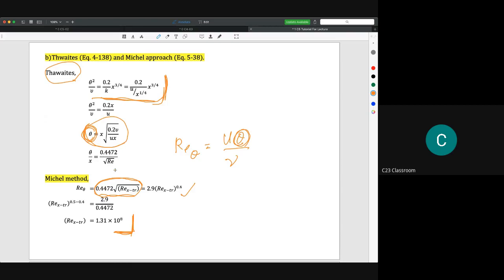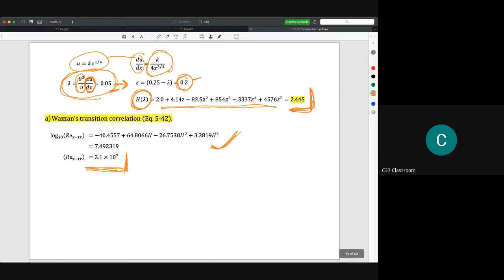But as I said, the transition means the change from laminar to turbulent, and the change does not occur at one single point. It starts with the instability, then the first turbulence starts to occur, and so on and so forth, and finally the whole flow will become turbulent. So the estimation here, for me, is quite okay, because you see it is 1 times 10 to the power of 8 compared with 3 times 10 to the power of 7.